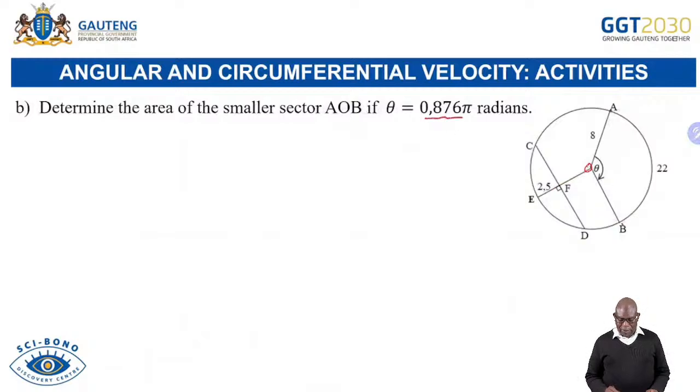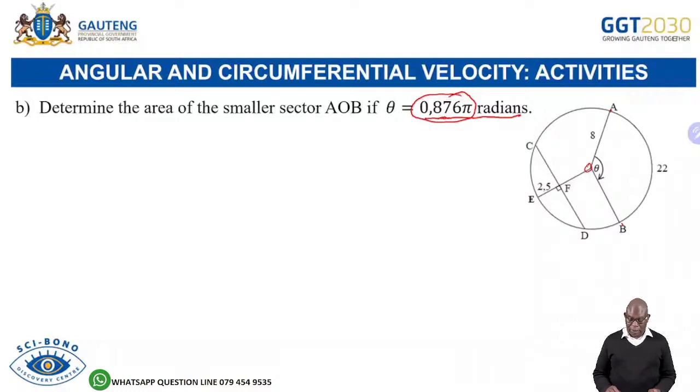so the angle is given in radians here. If you take 22 divided by 8, this is what you're going to get: 0.876 pi. If I take 22 divided by 8, that is the answer that I'm going to get. Now it means that the angle that is formed here is 0.876 pi. Or if you take 157,6 and then you change it to radians, this is what you're going to get. Now, what do I need?